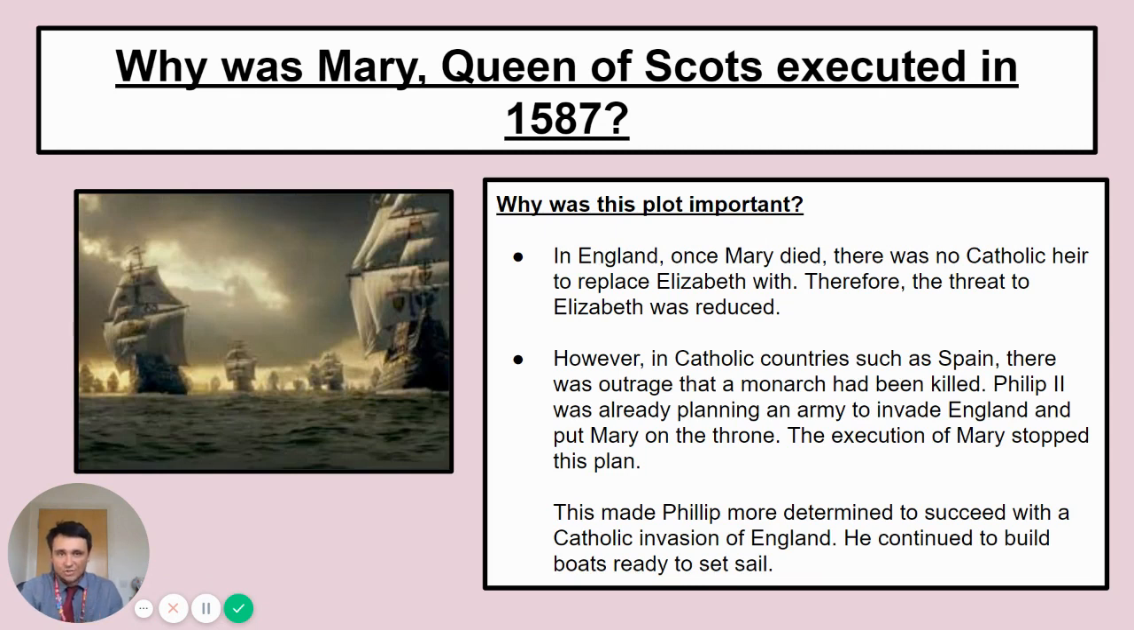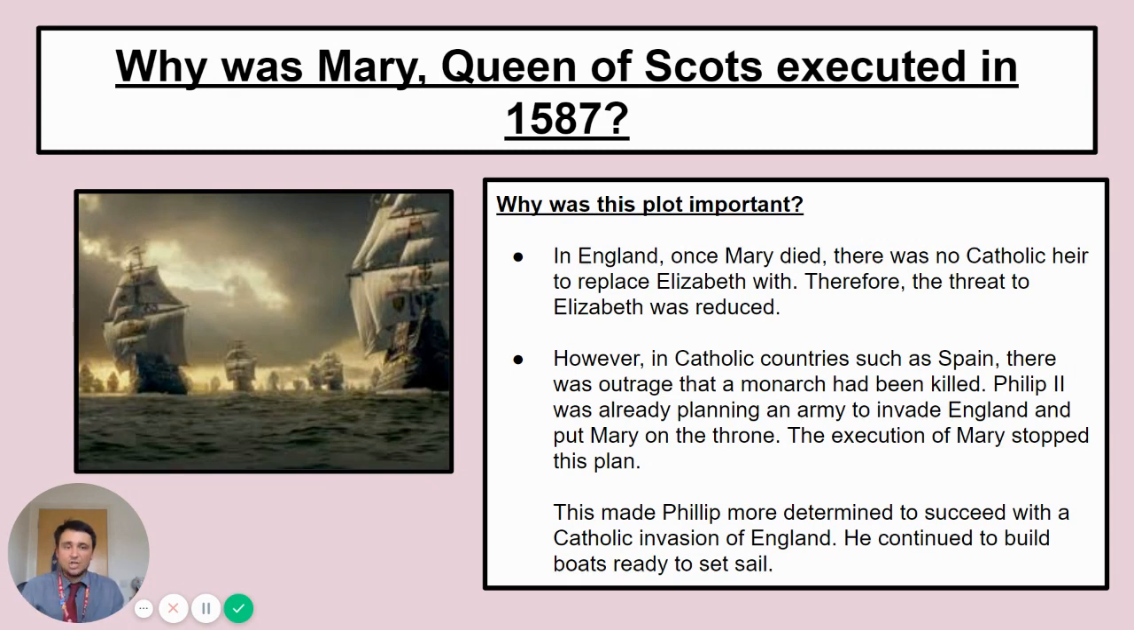But in Catholic countries, like Spain and France, for example, there was an outrage that the Protestants had killed the monarch, someone chosen by God. Now, Philip II was already planning an army to invade England. He'd been planning it for a number of years because they were at war with England. Planning an army would take time. He's got to build the boats and so on and make sure his troops are prepared.